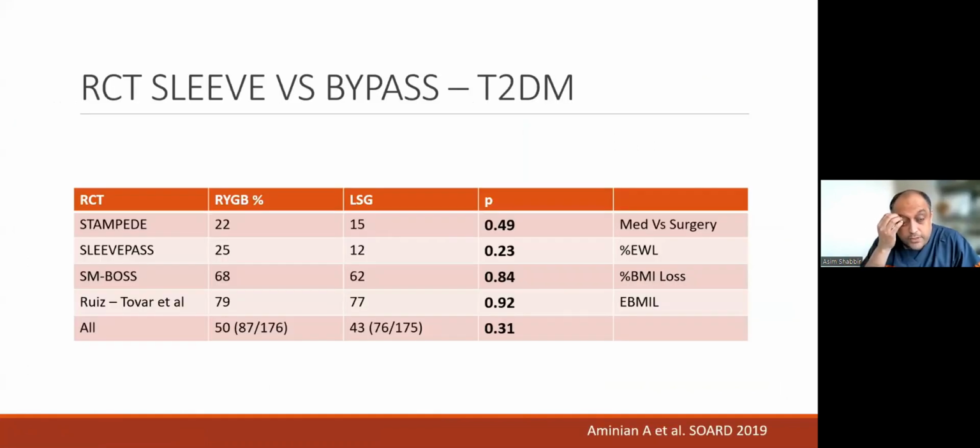For your interest, I've put down all the randomized controlled trials comparing sleeve versus bypass with different outcomes, showing absolutely no difference in the outcome of their glycemia and weight loss. The STAMPEDE trial compared best medical therapy with surgery. Okay, no differences between procedures. The sleeve versus bypass trial, which had a primary endpoint of percentage excess weight loss. Again, no difference between procedures. No difference.